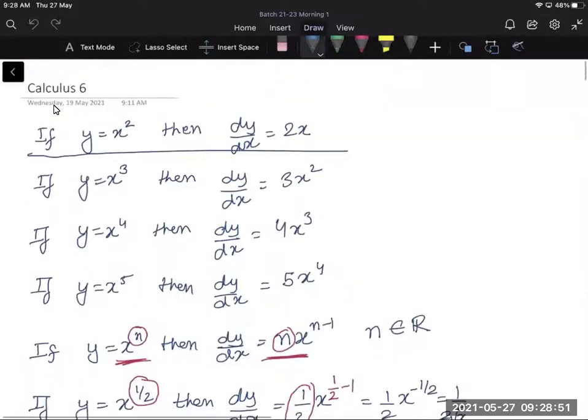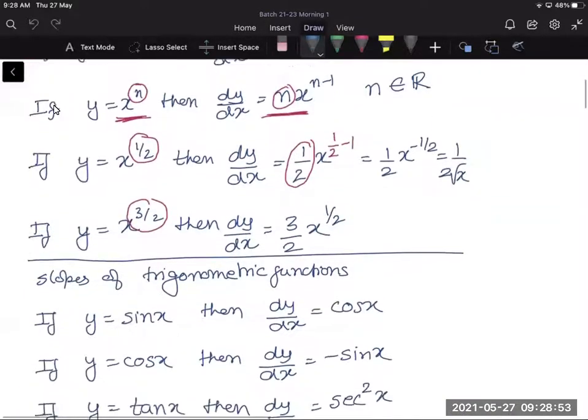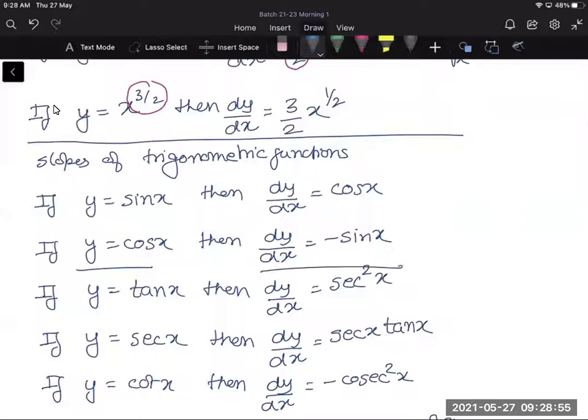So Mansi, if y is equal to cos x, then what is dy by dx? If y is equal to cos x, what is dy by dx? Tell me. Minus sin x. Did it come to your understanding now, Mansi, where it comes from? Yes, sir.